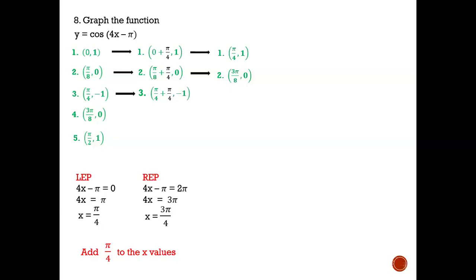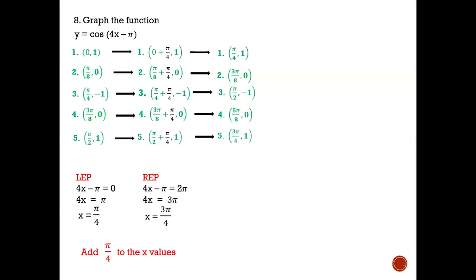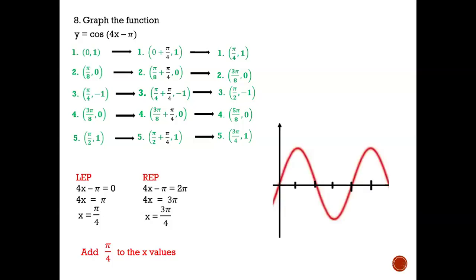Okay, so again, going through the list, I end up with my 5 key points. My first point is pi 4, 1; 3 pi 8, 0; pi halves, negative 1; 5 pi 8, 0; and 3 pi 4, 1. Okay, so we were able to see that we had our graph, and our graph shifted to the right.